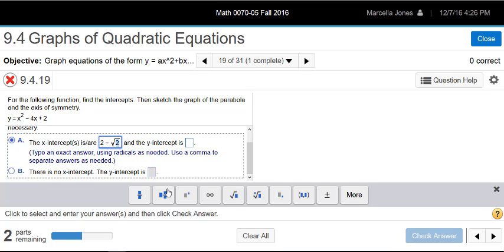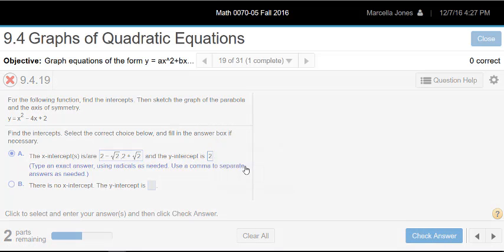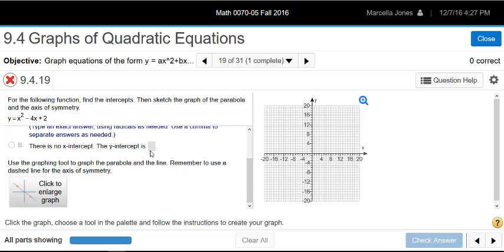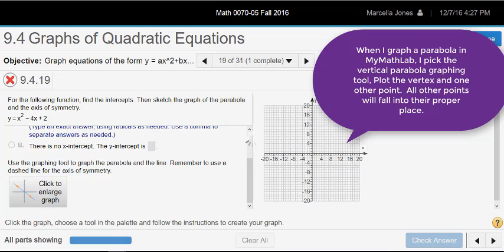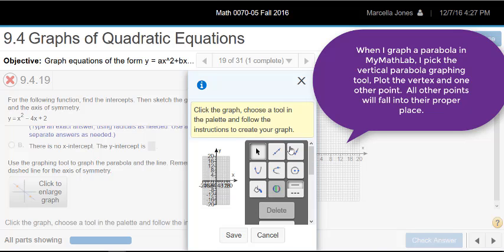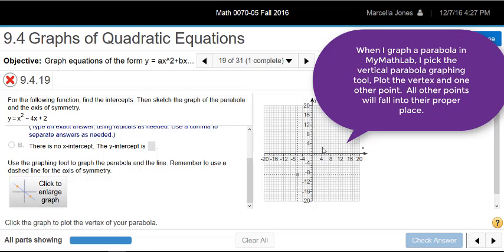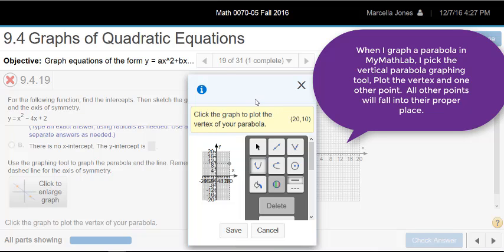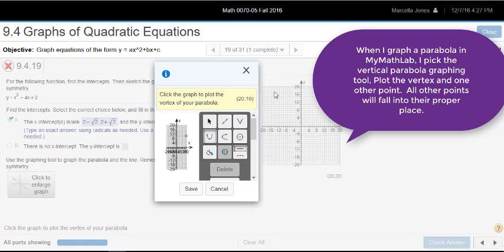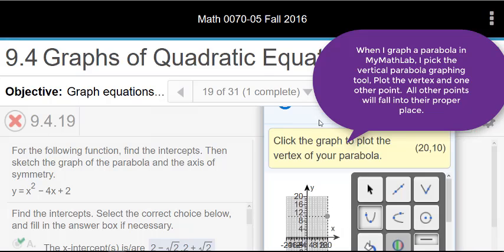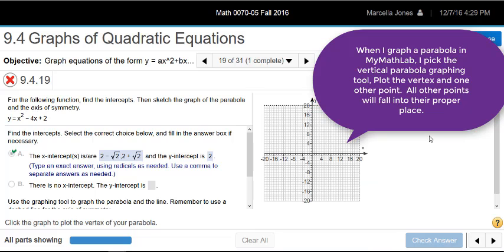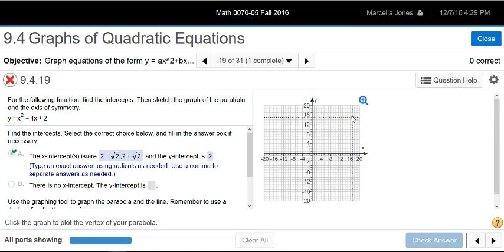And let's put the x-intercepts in. 2 minus the square root of 2, comma, 2 plus the square root of 2. So those are my two x-intercepts. And the y-intercept is 2. Now I want to graph this. So I pick the vertical parabola tool, and I'm going to plot the vertex and one other point, and then the parabola will be determined.